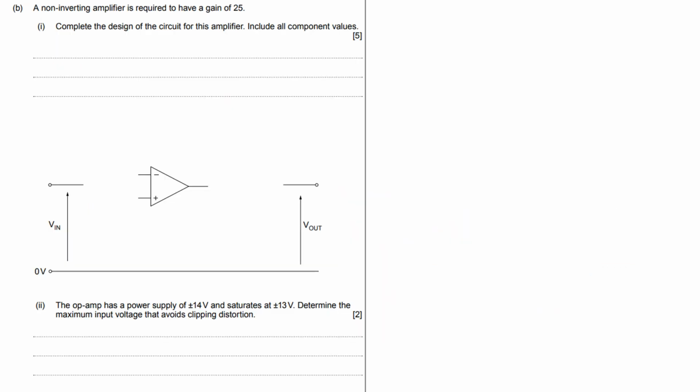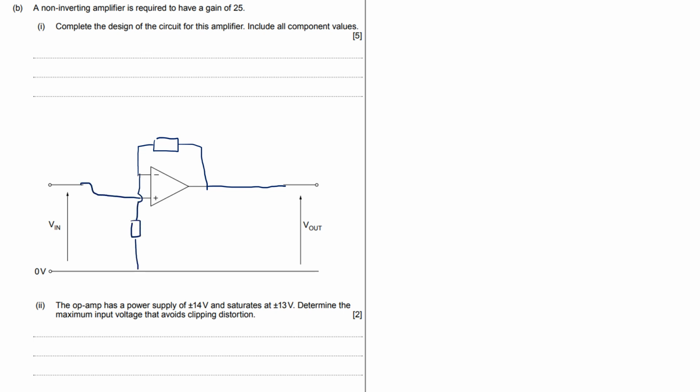Okay, so this one we've been given a circuit to design, gain of 25. Oh, it's so easy, isn't it? So non-inverting op amp. Resistors always go to the inverting input. Remember, the only time you ever put resistors to the non-inverting input is when you're drawing a Schmitt trigger. Okay, so shall I sketch it? Let's get a pen out. I'm hoping you've all got 5 marks here. If you haven't, what have you been doing for the last 2 years?